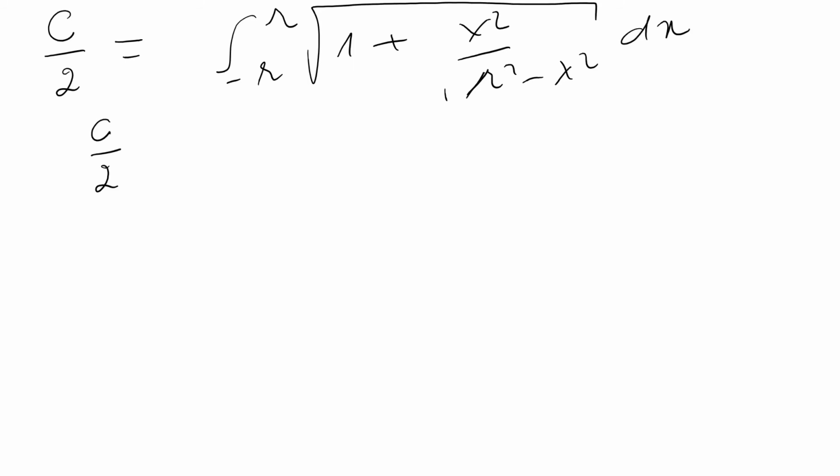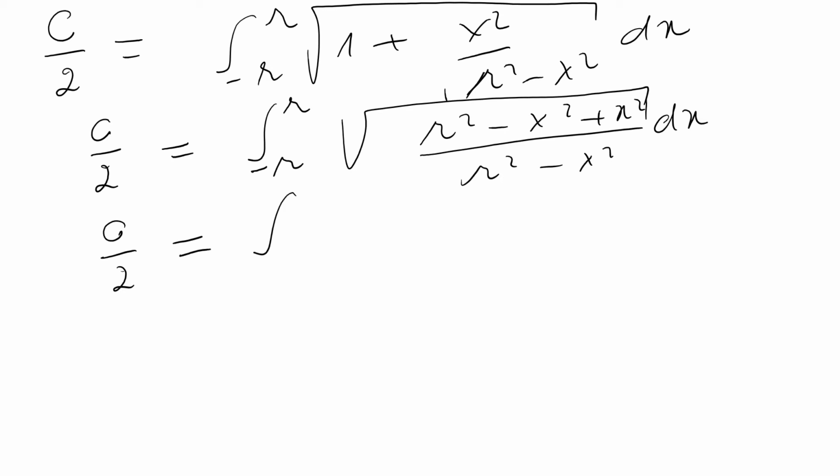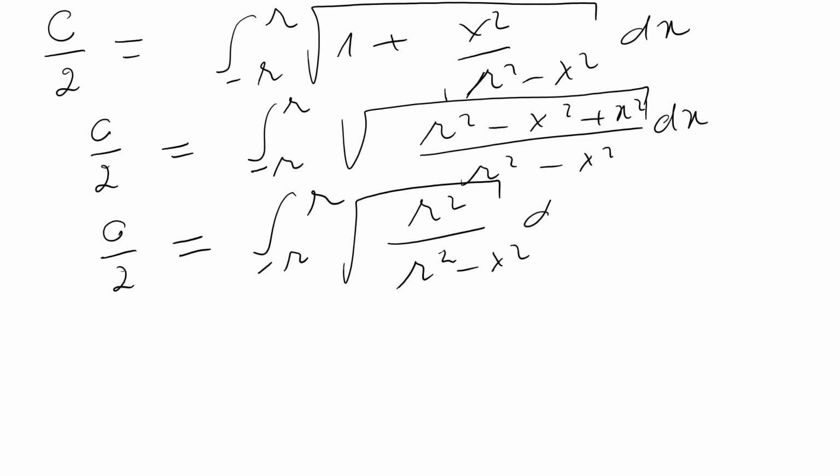So C over 2 is equal to the integral from negative r to r, then the LCM under the root will give us r squared minus x squared plus x squared over r squared minus x squared, dx. C over 2 will be equal to the integral from negative r to r of the square root of r squared over r squared minus x squared, dx.